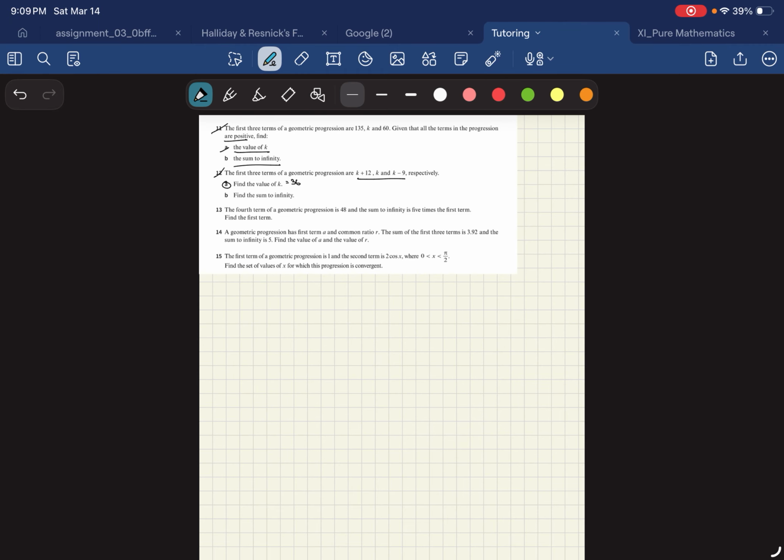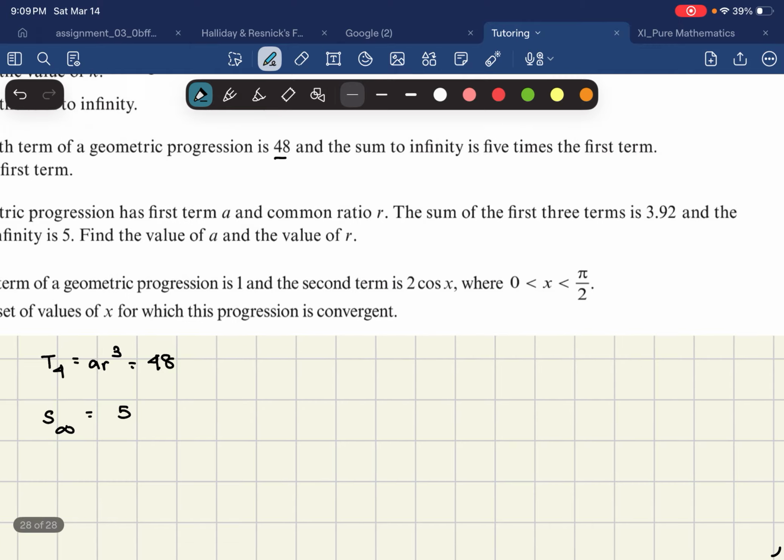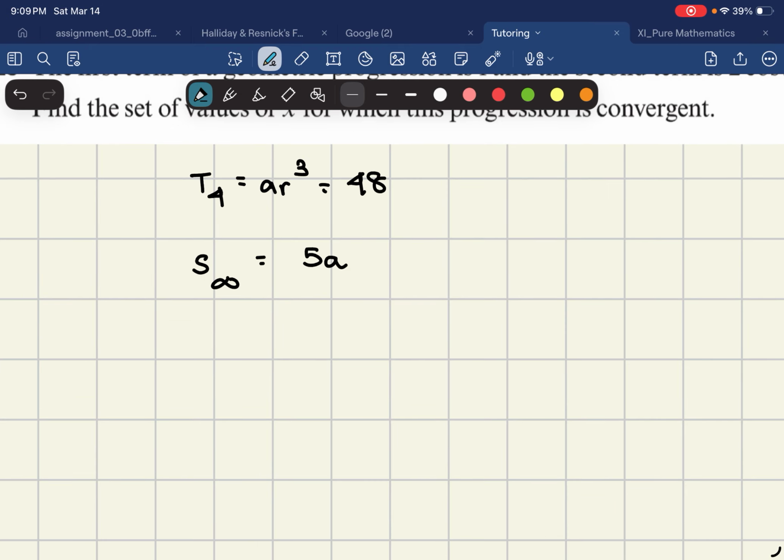All right, question 13. The fourth term of a geometric progression is 48. So T4, which is ar cubed, remember T4 is ar to the power n minus 1, and 4 minus 1 gives me 3. So ar cubed is 48, and the sum to infinity is 5 times the first term. So 5a, right? The sum to infinity is given to be 5a. I know the sum to infinity is a over 1 minus r, which is equal to 5a.